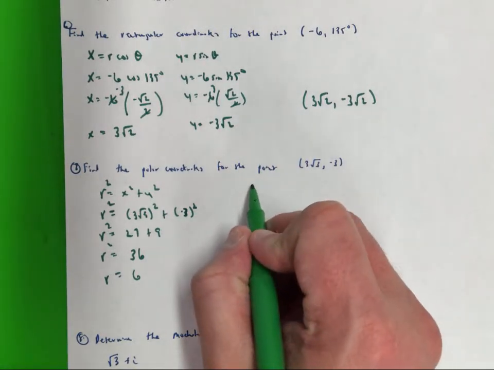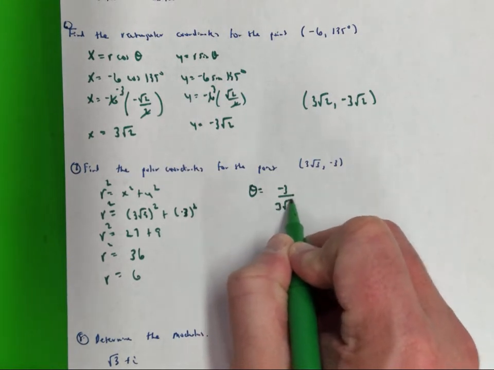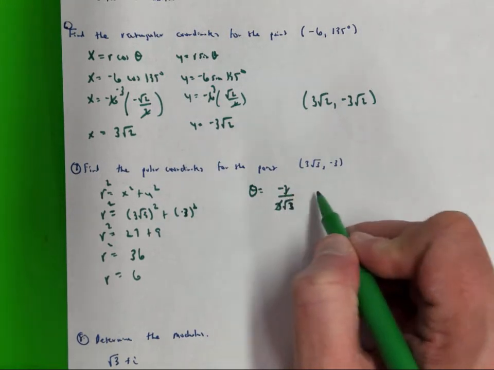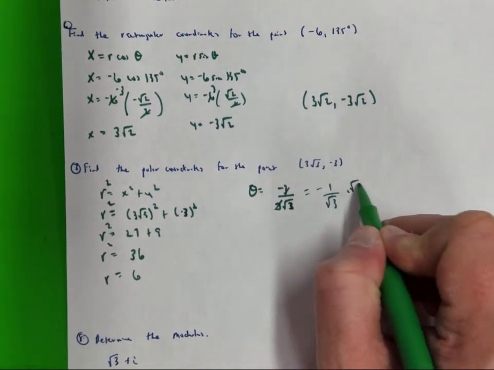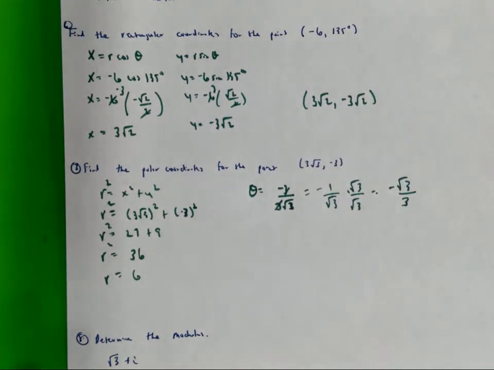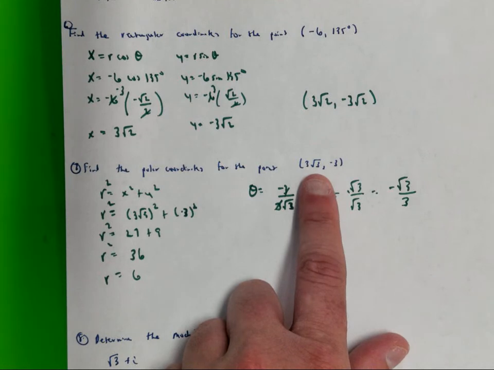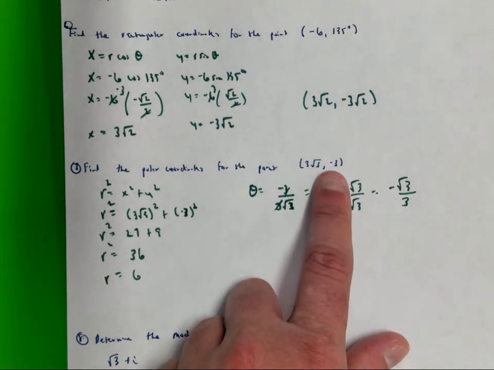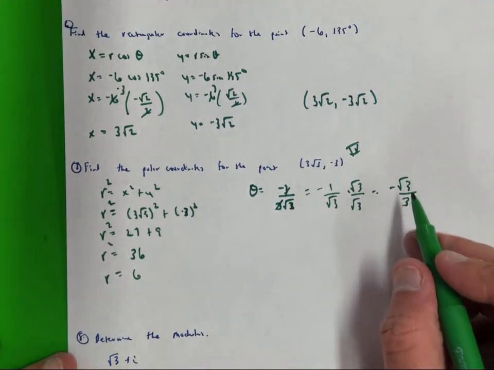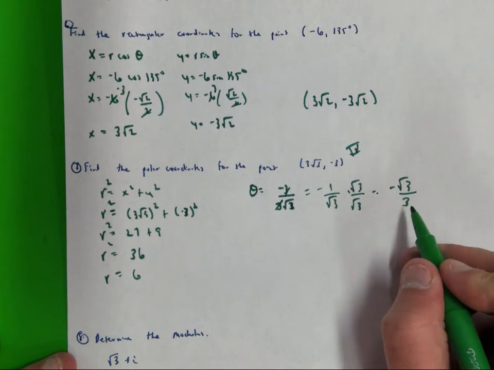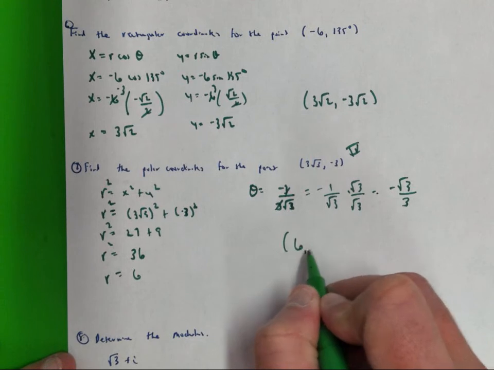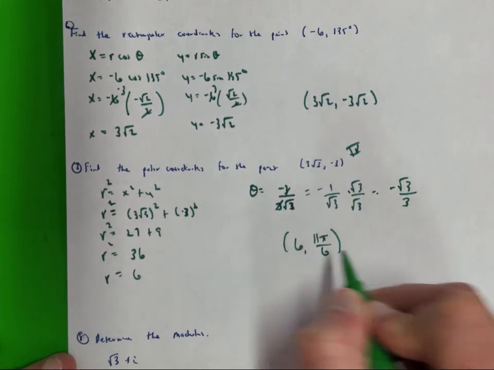Alright, now I'm going to find my angle. Cancel out these 3s. So it's going to be negative 1 over square root of 3. Rationalize. Now, let's think of what quadrant that's in. The x is positive. That's going to be quadrant 4. That's the pi over 6 family. In quad 4, that would give me a tangent of this pi over 6. So in quad 4 it is 11 pi over 6. So your answer is 6, 11 pi over 6.